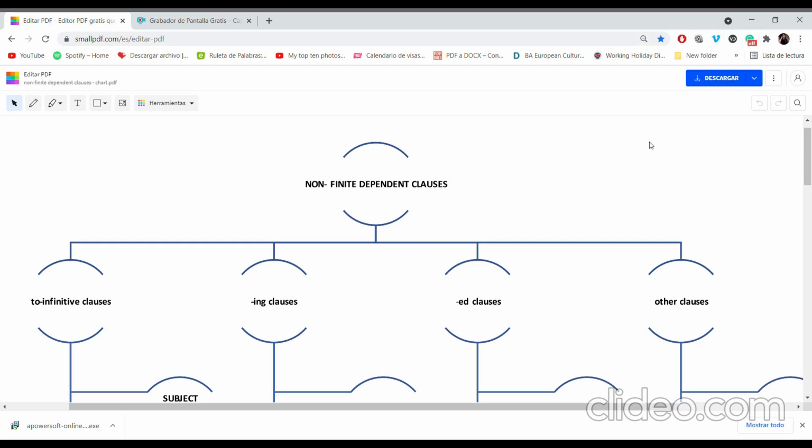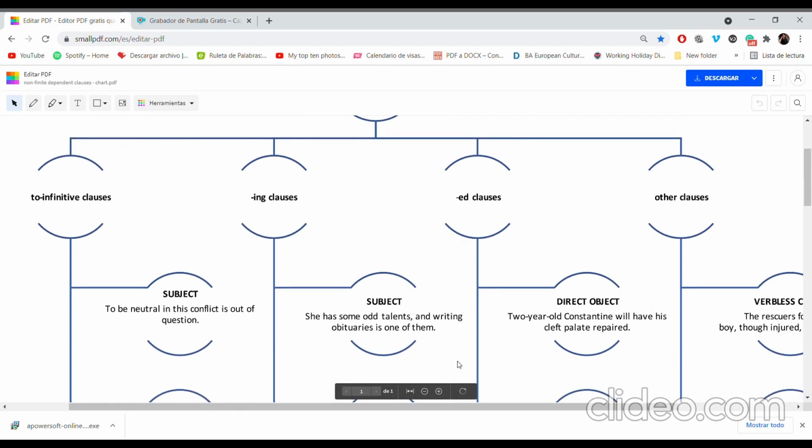Well, this is the continuation of non-finite dependent clauses, the analysis of the categories in non-finite dependent clauses. In the previous lesson we stopped at the analysis of to-infinitive clauses and their syntactic roles. In this opportunity we'll continue with the following categories: ing clauses, ed clauses, and other types of clauses. As the other day, we already covered to-infinitive clauses. Let's begin with ing clauses.